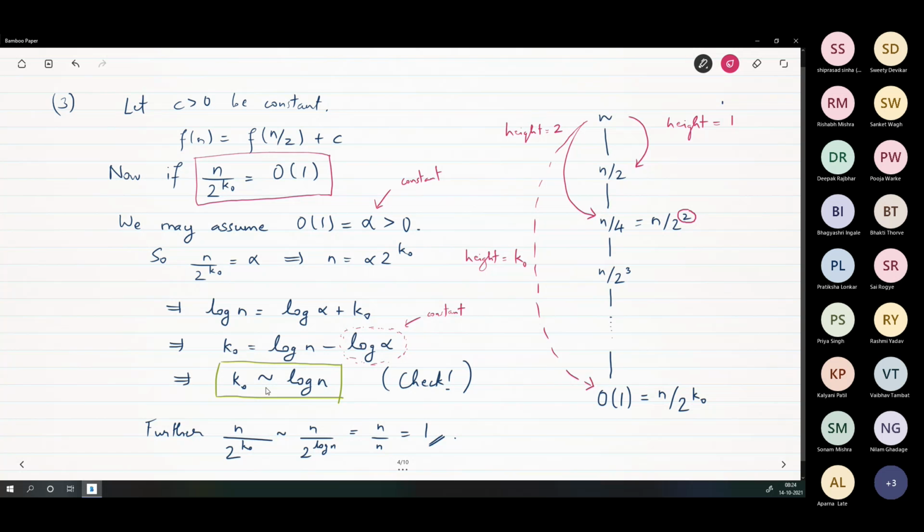So k naught will be tilde log n, and the whole point of tilde is to say that we can almost assume them to be equal, because when you take the ratio, the limit tends to 1 anyways. So we might as well assume them to be the same. That is why you use tilde. So k naught will be tilde log n, and therefore for all purposes k naught is log n. So this height for all purposes is equal to log n.